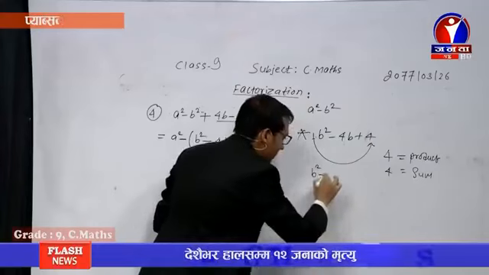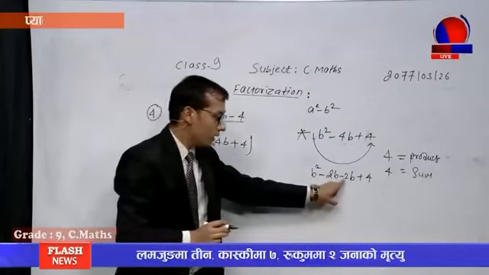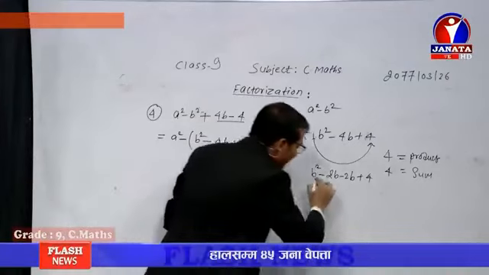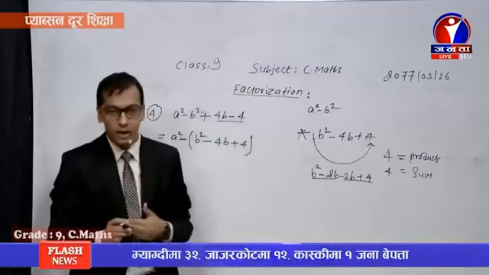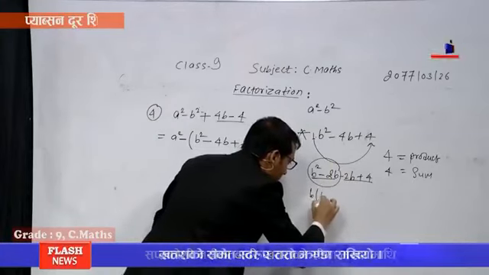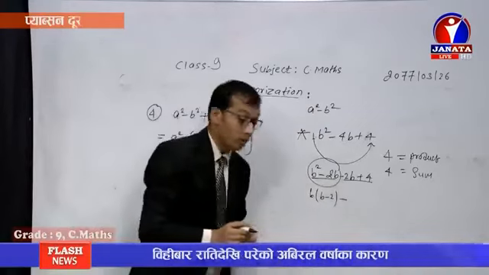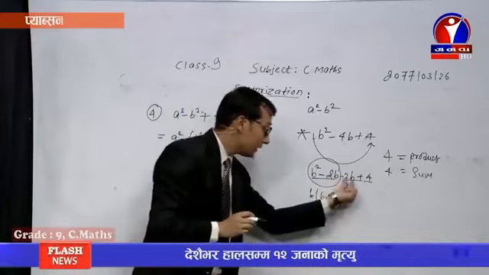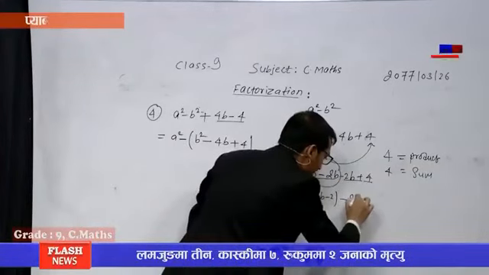B square minus 2b minus 2b plus 4, because negative 2b is negative 4 times of b. Now can we take common from first two terms and next two terms? Let's try this. What is common from here? B is common, so b minus 2. Negative sign is common from third and fourth term. Can we take 2 common? Yes. Negative sign with 2, minus 2.